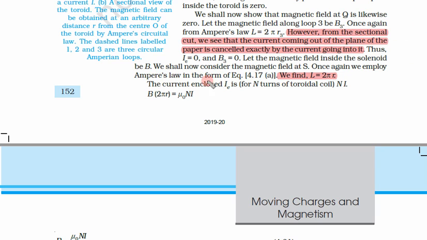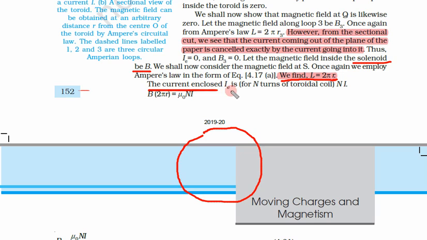So we know that the magnetic field is B. This is written wrongly, it is not solenoid, this is toroid. We can also say solenoid because it is also a solenoid that is folded in a circle, but the better word is toroid. So what we find is that this L is 2 pi R, where R is the average radius of this toroid.